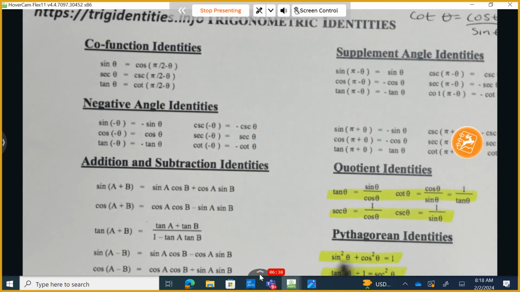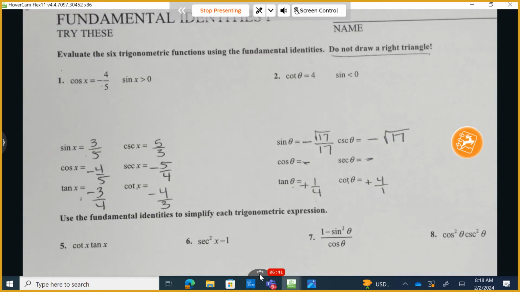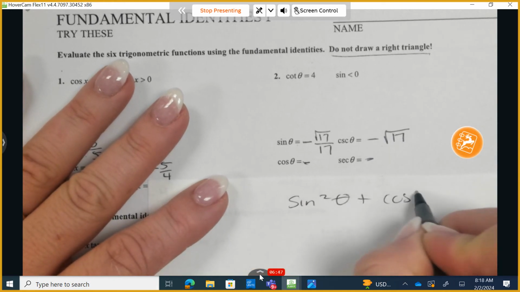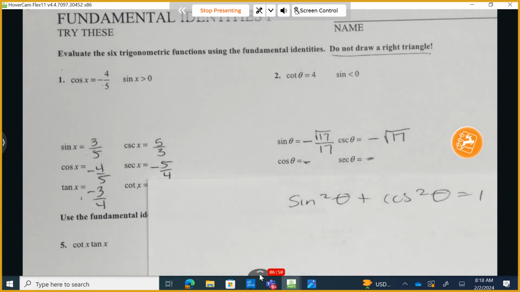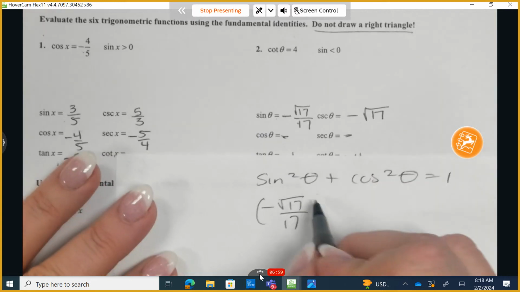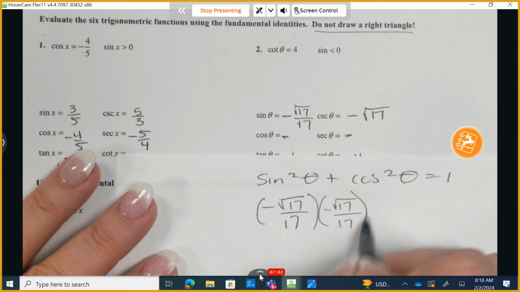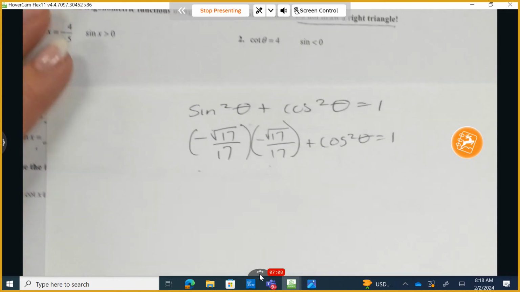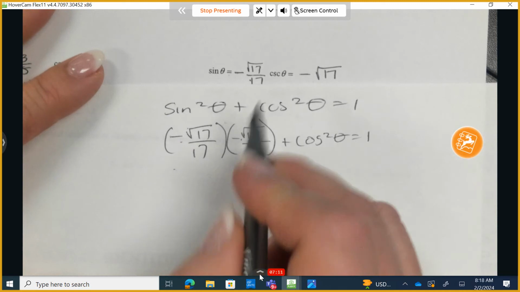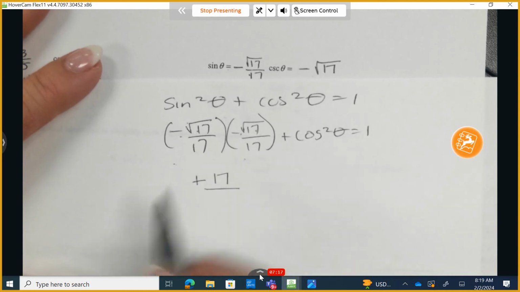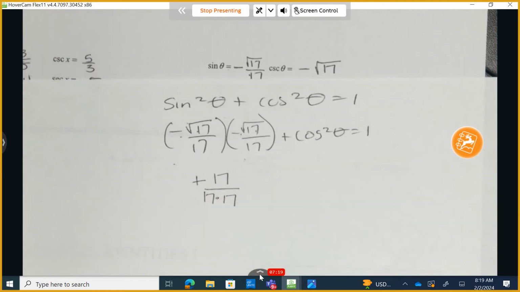All right, so what am I going to use here? I'm going to go back to using sine squared plus cosine squared equals 1. Sine squared theta plus cosine squared theta equals 1. I know what the sign is, so I'm going to replace sine with negative square root of 17 over 17. I could write squared, but that really means taking it times itself one more time. Negative times negative is a positive. The square root of 17 times the square root of 17 is simply 17. And I'm not going to multiply 17 times 17, I'm just going to write it down here.